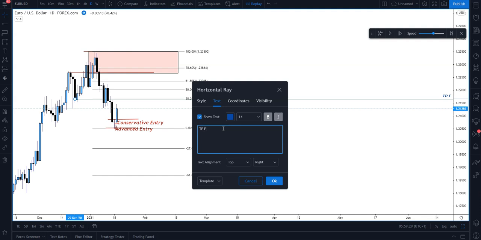TP for buy. Take profit for a buy trend, right? So let's put that in the center.